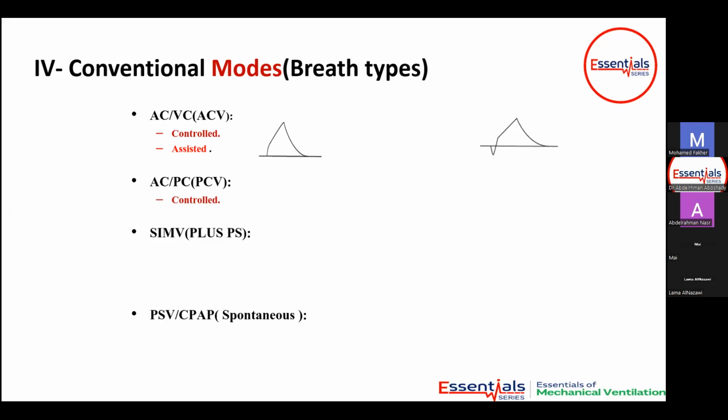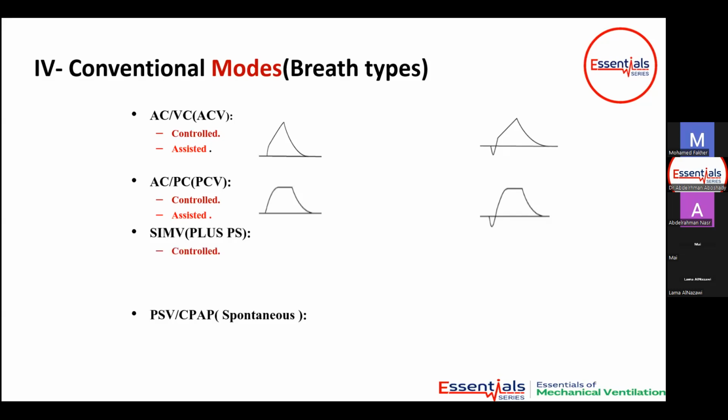The pressure control mode, which is similar to the volume control mode, when the patient does not trigger, it gives him a controlled breath. But when the patient triggers a breath, it gives him an assisted breath. So the PCV, or the pressure control ventilation mode, gives only mandatory breaths.